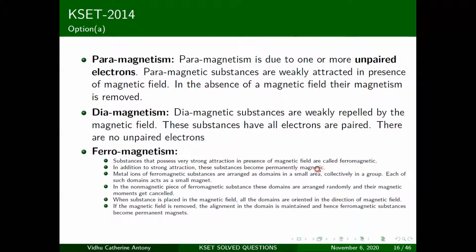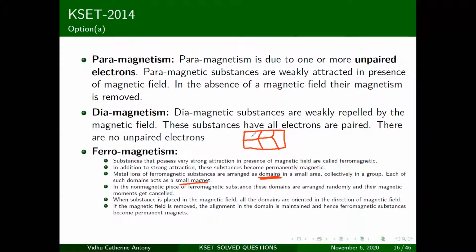Okay, so if you take this substance and you place it in a magnetic field, it's going to come out as a magnet. These kinds of materials, you will see, are split into particular domains. Metal ions of ferromagnetic substances are arranged as domains in a small area, a collective group. Each domain acts as a small magnet.